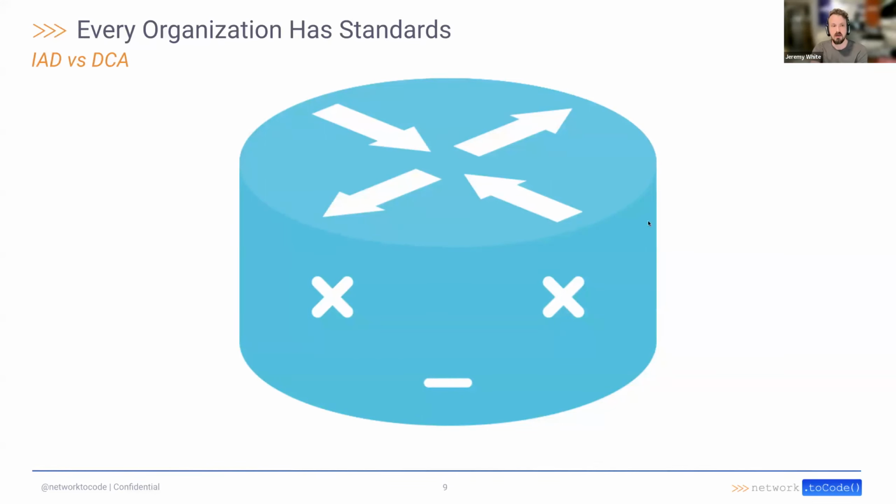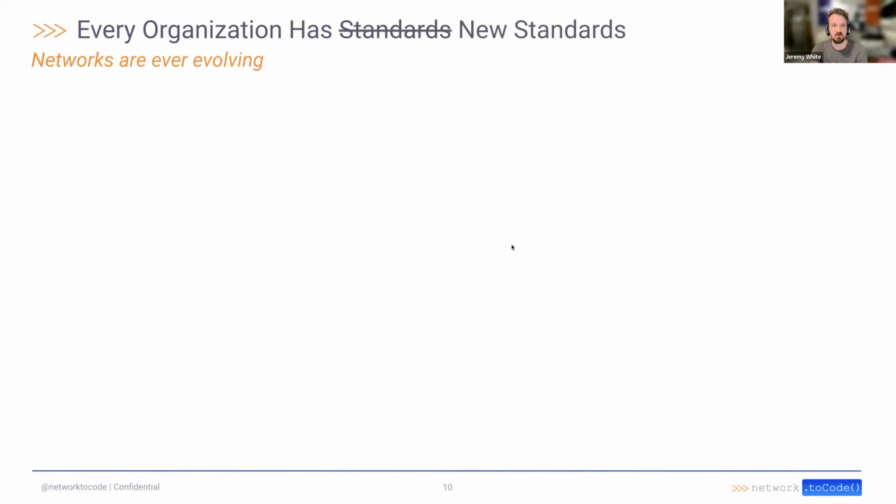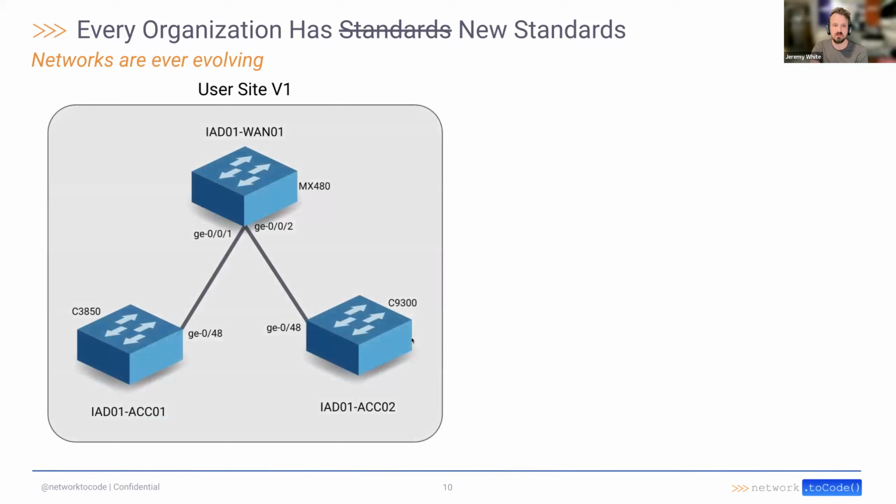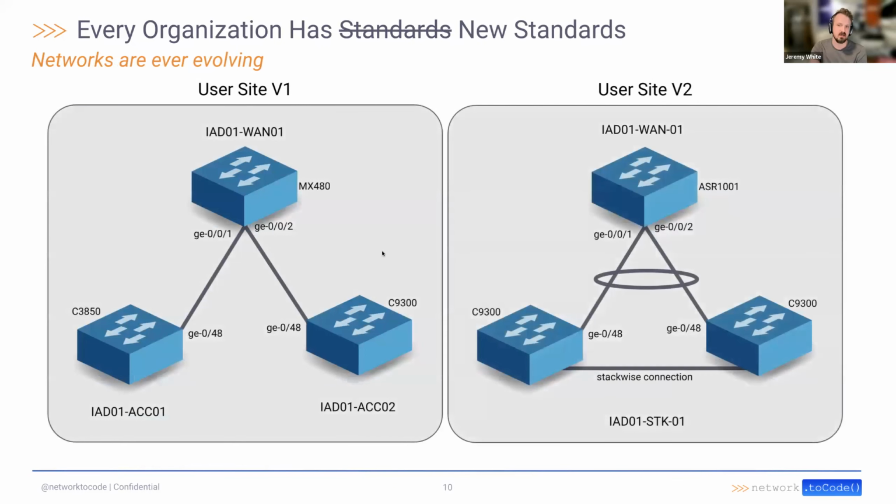Absolutely. And then we also look at how things happen as networks evolve and as we introduce new changes, and how we have our original site of having a WAN device with 2 access layer devices and having an MX480 and a 3850 and a 9300, whereas our V2 design is going to be an ASR 1001 with a stack of 9300s, and how we can evolve what our current standards are to what our next set of standards are, and potentially have different standards that can be applied to different regions or different portions of our network.